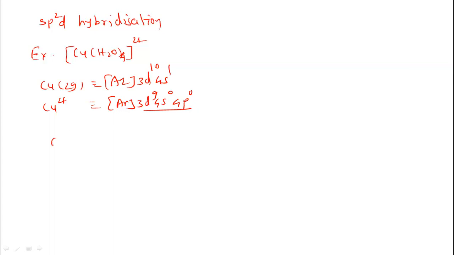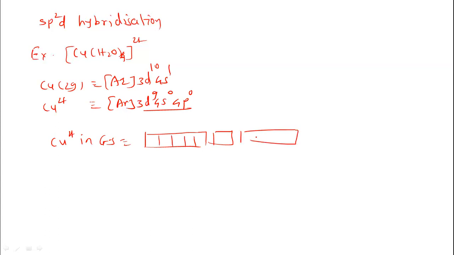So let us represent the copper 2+ ion in the ground state. There are five 3d orbitals, 1 2 3 4 5. The 4s orbital is empty here, and the 4p orbital is also empty. This is the 4p orbital, 4s, and this is the 3d orbital. There are 9 electrons here, 1 2 3 4 5 6 7 8 and 9. So one unpaired electron is here now.